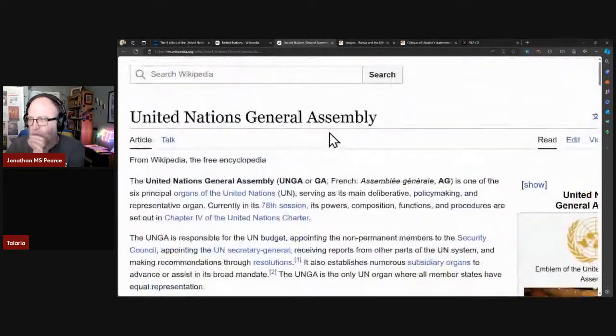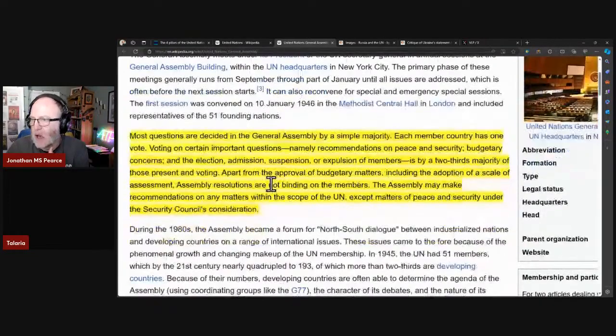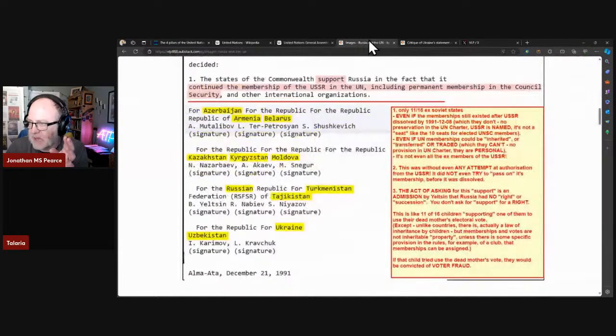Yeah. Well, it's interesting. Going back to the UN General Assembly, which is all the countries in the world, one of the things they have is a 2/3 vote on countries that are admitted to them. As it says here, most questions are decided in the General Assembly by a simple majority. Each member country has one vote, voting on certain important questions, namely recommendation on peace and security, budgetary concerns, and election, admission, suspension, or expulsion of members by a 2/3 majority. So it's the General Assembly, as I understand it, that should be doing that, not member states of the former Soviet Union, and even then, an arbitrary number of them.